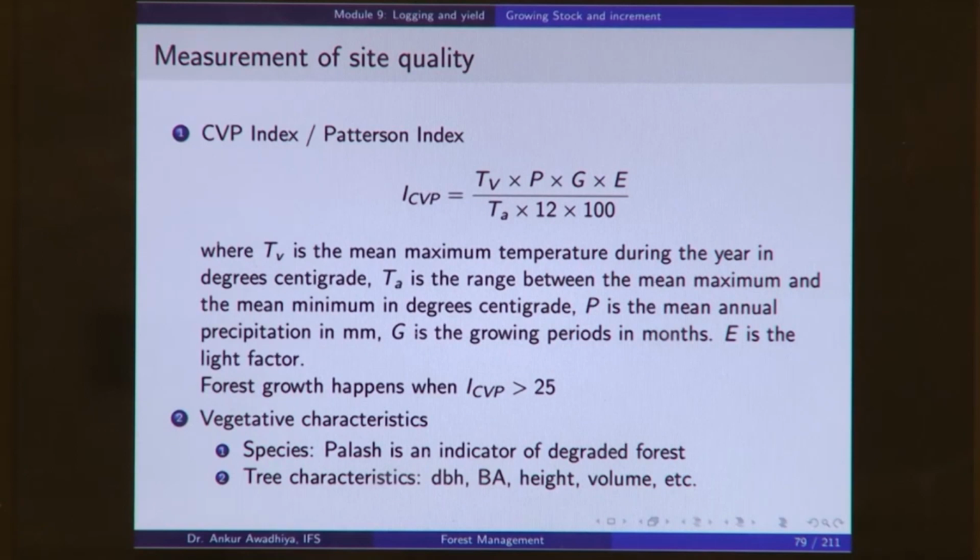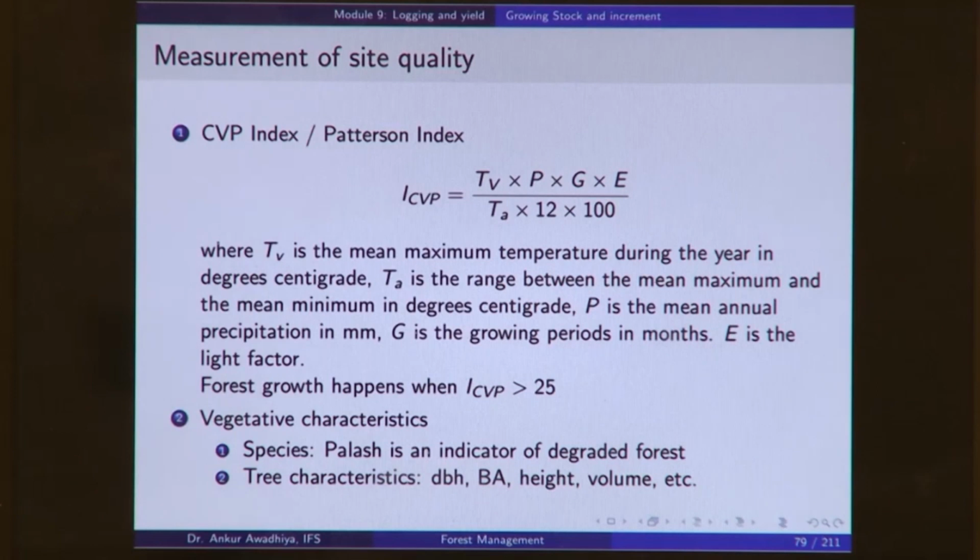So, it is talking about what is the temperature. Higher the temperature, higher the CVP index. It talks about the precipitation of the site, more the amount of water, more is the CVP index. It talks about the growing season, more is the growing season, more is the CVP index. It talks about the availability of light. So, more is the availability of light, more is the CVP index, and it also talks about the range of temperature. So, if the range of temperature is less, then the CVP index will be high.